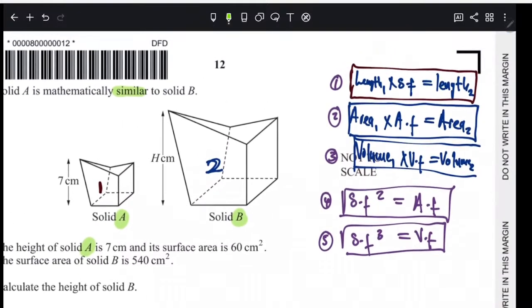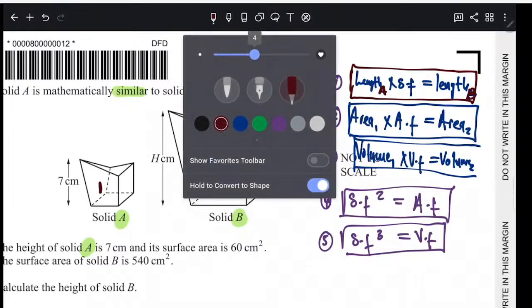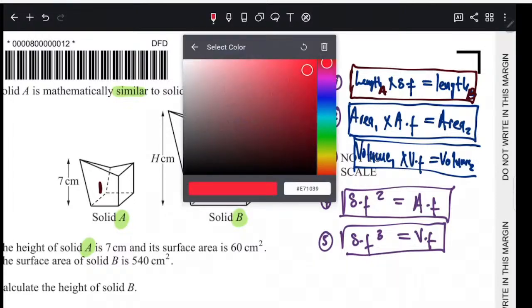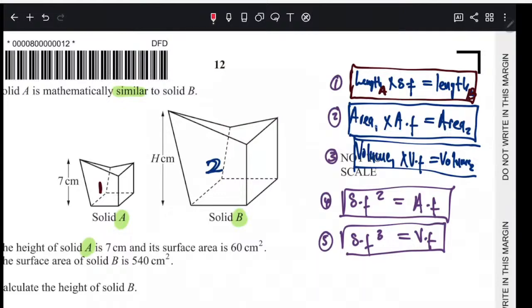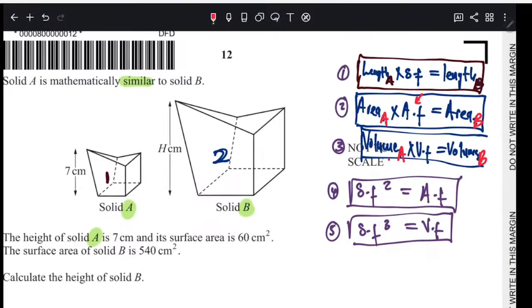So here, instead of using 1 and 2, we can actually use A and B. We can say length of A times scale factor gives you length of B. And we can say area of A times area factor gives you area of B. If you are working with areas, you need area factor. Volume of A times volume factor gives you volume of B. So you must know that.